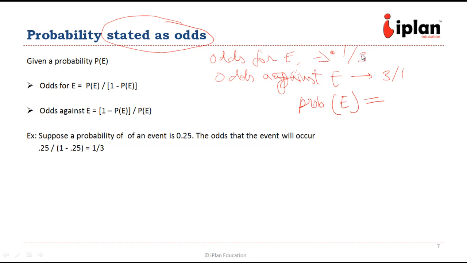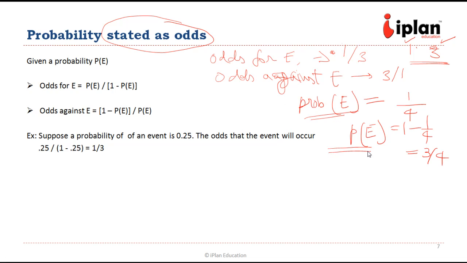see, there are 4 cases. 1 is for and 3 are against. So in total there are 4 cases. So the probability of event E happening will be 1 divided by 4. And the probability of the event not happening will be 1 minus 1 by 4, which is 3 by 4. This is how we calculate probability from the odds for or against.